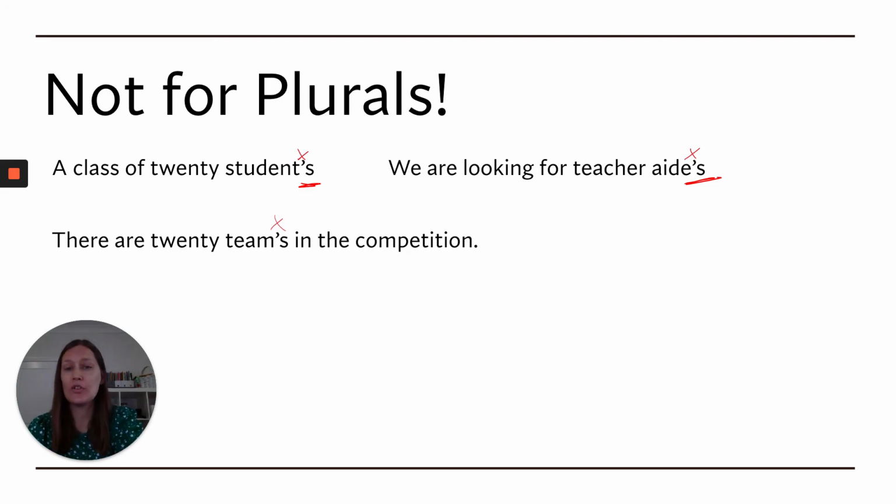There are 20 teams in the competition. Teams, plural. We need an S, yes, because we have more than one team, but we do not need an apostrophe. We might need an apostrophe if we said team's achievements, so the team owns some achievements, one team has some achievements, we might put an apostrophe S there. But when we're talking about lots of teams and we've put the S on the word team to show that we have many teams, we're talking about the plural, then we don't put an apostrophe before the S for plurals.